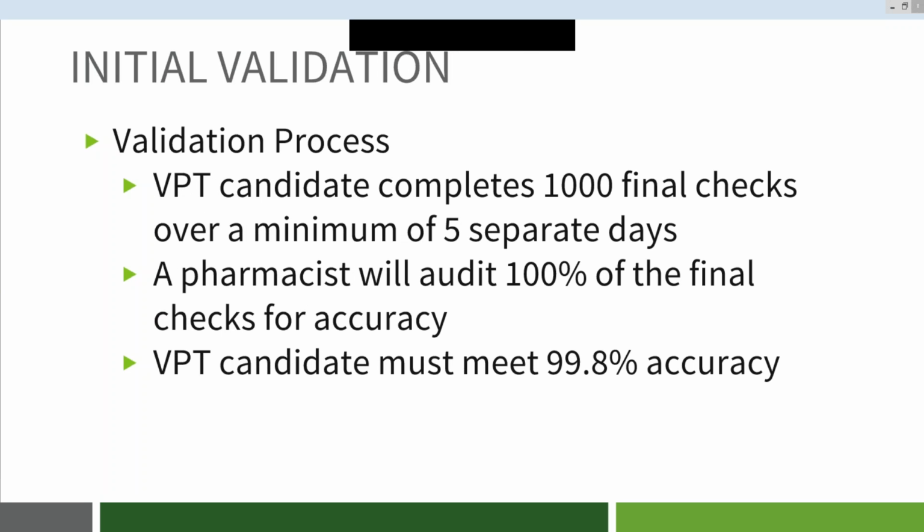Once didactic and practical training are complete, the candidate will complete the initial validation process. The validation process requires the candidate to complete 1,000 consecutive final checks over a minimum of 5 separate days. 100% of the final checks will be audited by a pharmacist for accuracy. If the candidate is at least 99.8% accurate in their final checks, they will become a VPT that can complete the final checks as a part of the TCT process.